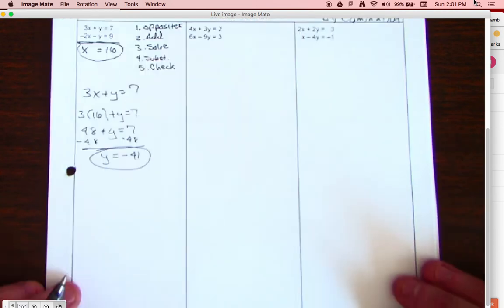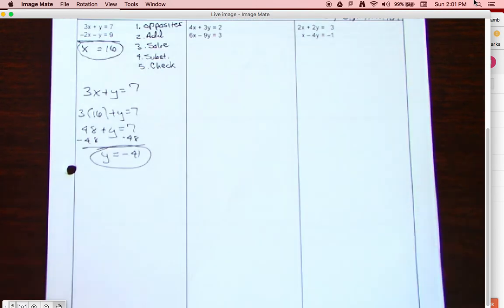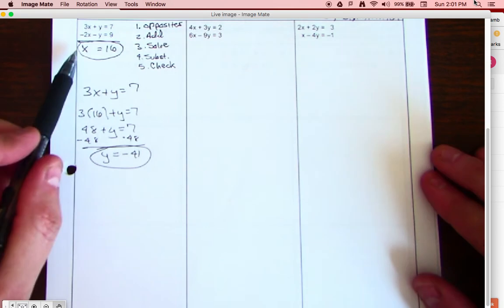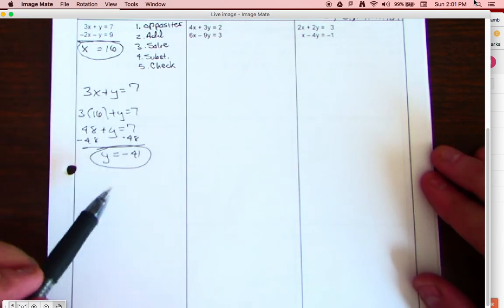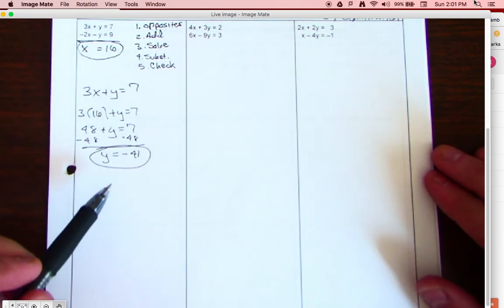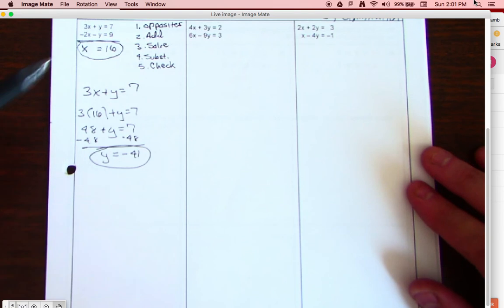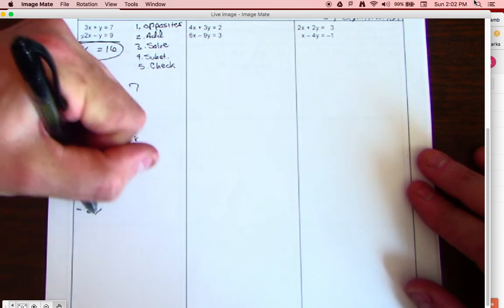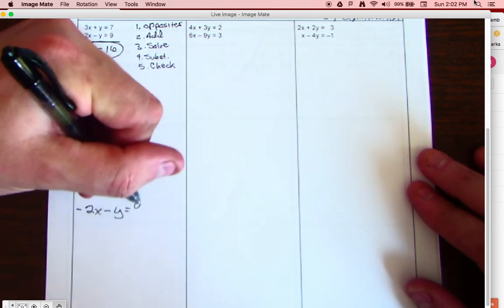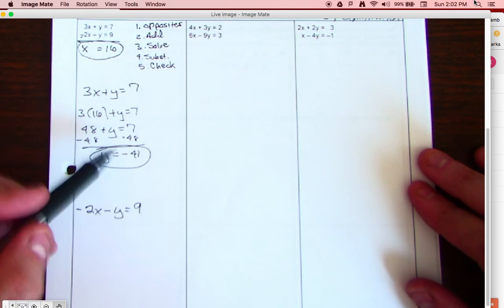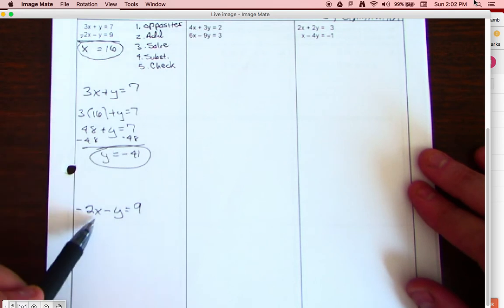Now the fifth step, we have to check it. What do I mean by check? Basically I have to verify that 16 and negative 41 are correct answers. The only way to do that is to pick the other equation that we didn't use, in this case negative 2x minus y equals 9. I take this 16 and negative 41, plug them in to see if I get an answer of 9. So let's check that out.